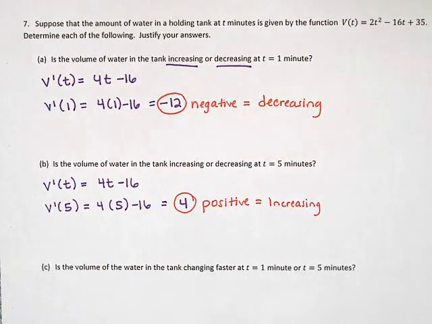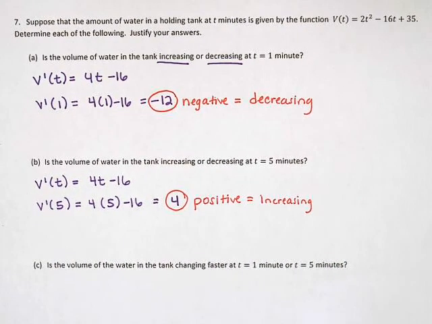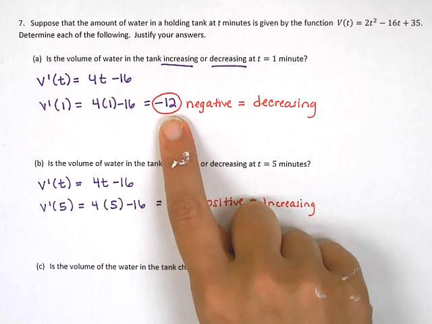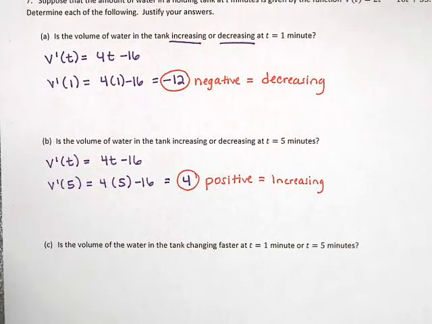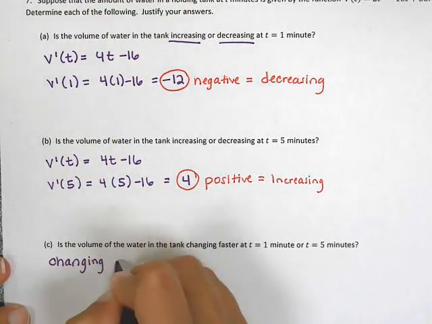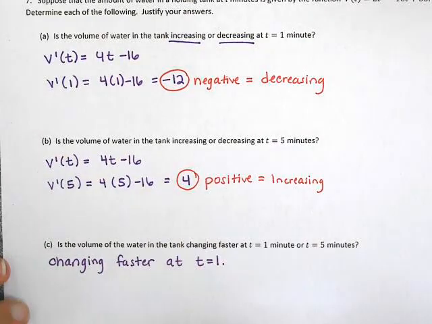Is the volume of the water changing faster at 1 or 5 minutes? So we already know what's happening at 1 and 5, but which one's changing faster? Now it didn't specify here, is it changing faster by increasing or changing faster by decreasing? Because this one is decreasing at a really fast rate, negative 12, versus this one increasing really slowly, 4, we would say we're changing faster at t equals 1 because negative 12 is a faster number even though the amount is going down.